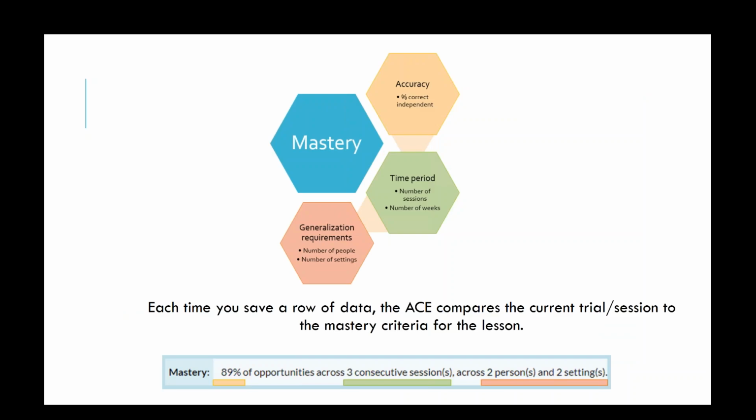Another way to look at how these parameters interplay with each other is what you can see here. Each time you save a row of data, the ACE is going to compare the current trial or session that you've entered to these mastery criteria, constantly looking for your learner to push that skill into being mastered and then maintained. What I have at the bottom is the clean mastery criteria that you can find in the criteria container. You're setting all of it up in the objective container, and it cascades down to this concrete mastery criteria that you can easily use as a reference. Going forward, we'll talk about referencing that if you're trying to check on status and where things are, or if things aren't looking the way you think they should.